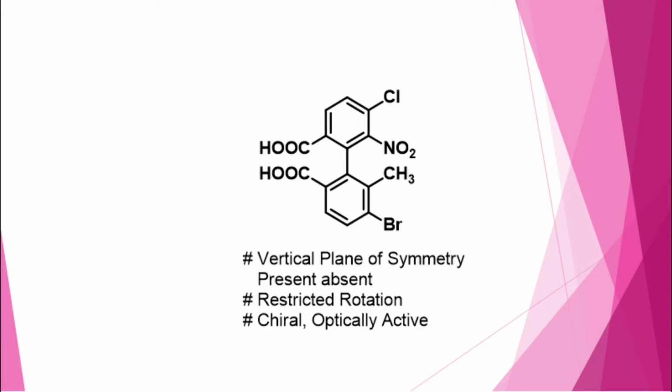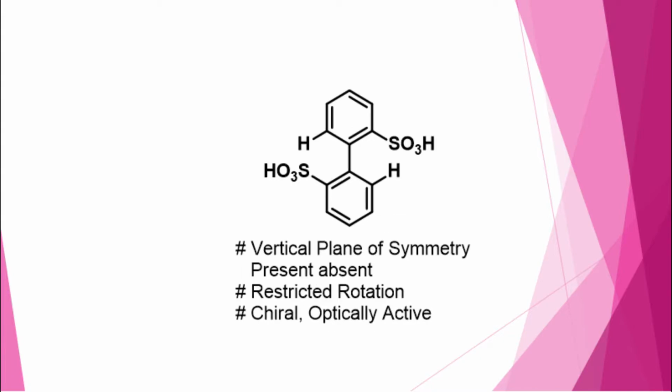Next, move on to this example. Here you can see that neither of the phenyl rings has any vertical plane of symmetry, and the groups present in the ortho positions are quite bulky and can restrict the CC bond rotation easily. So this compound is optically active and obviously chiral.